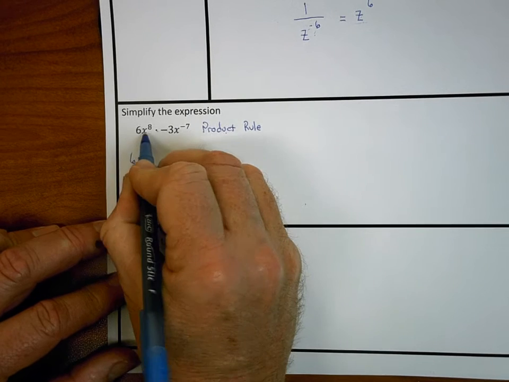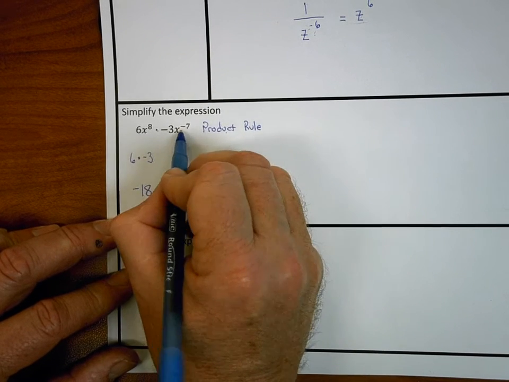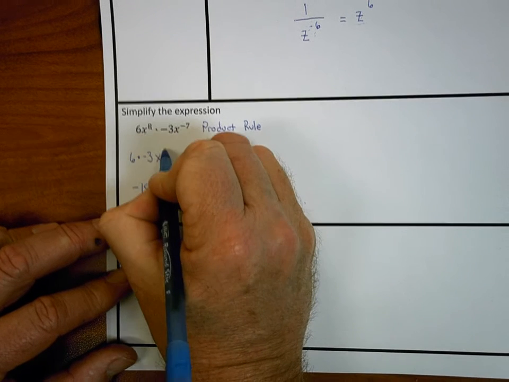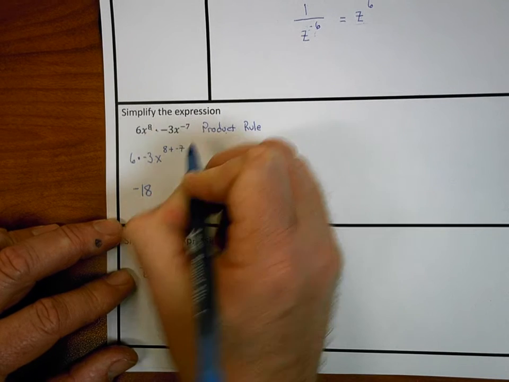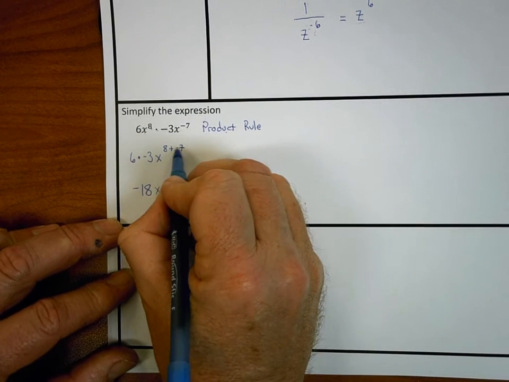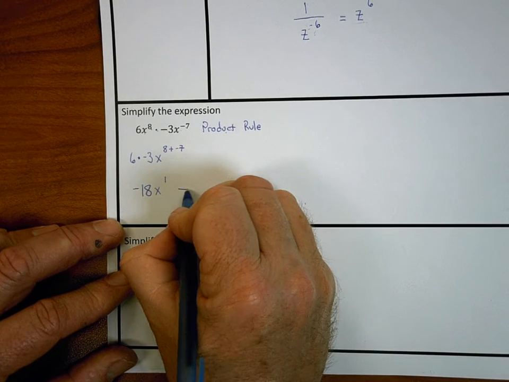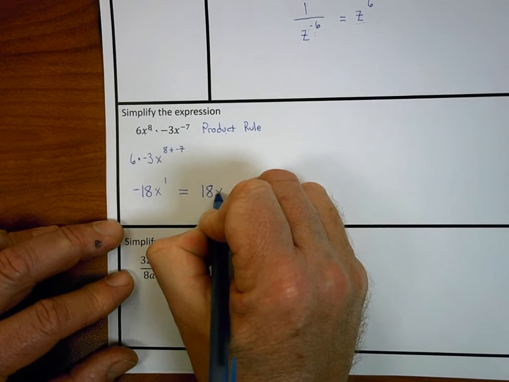And then the product rule says you add the exponents that have like bases. So my two like bases are x, so then I'm going to add the 8 and the negative 7. Okay? So this would become negative 18x, and 8 plus negative 7 is positive 1. Now, you don't have to write that positive 1, so you would just write this answer as negative 18x.